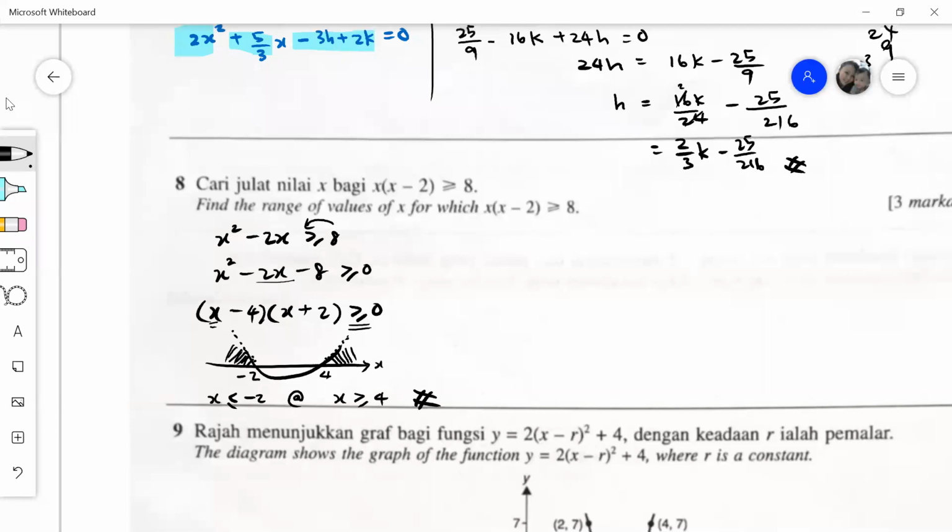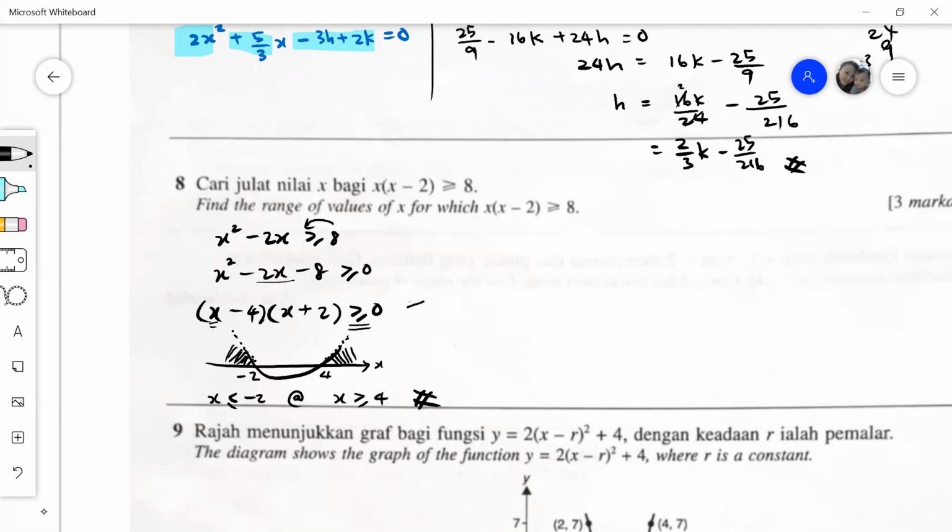Easy? Next, to see whether it is less than or equal to, or greater than or equal to, we have to use this curve. Not common sense, we use this curve. Oh, so we have to draw the curve.